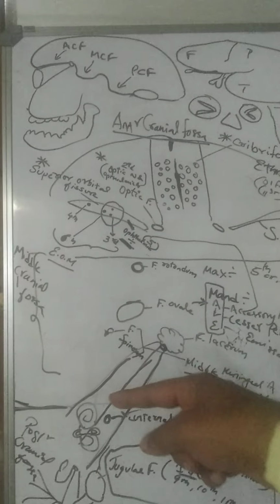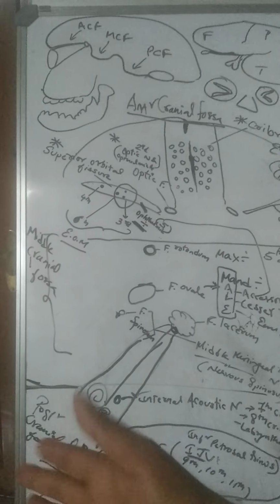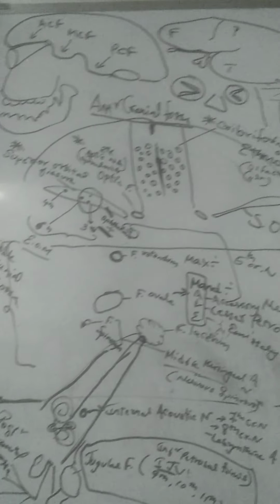7th cranial nerve will not end here. It will emerge out of the stylomastoid foramen and split up into 5 branches to supply the face. That you know already.